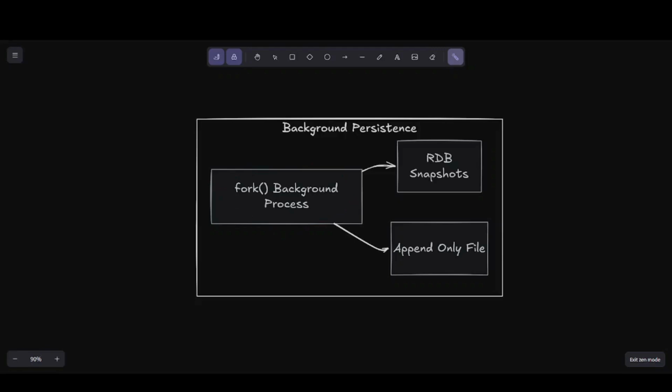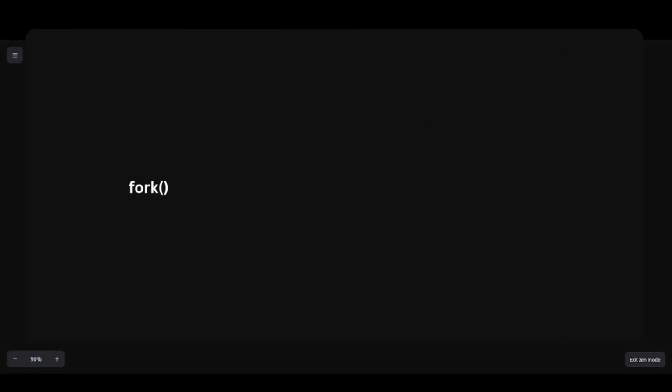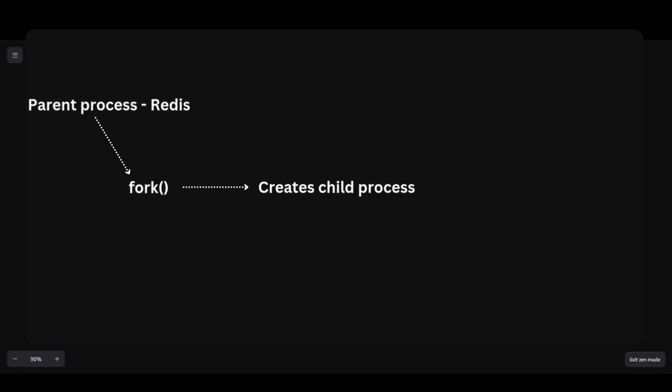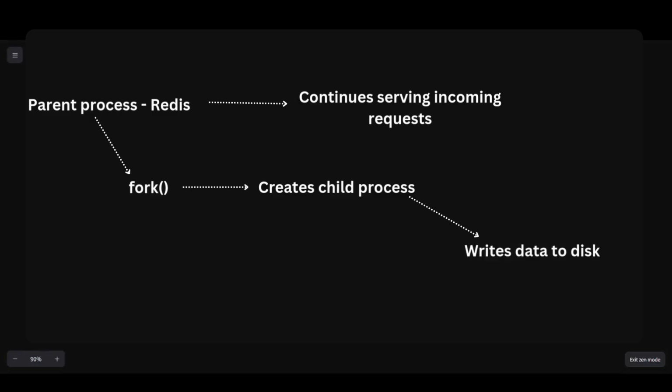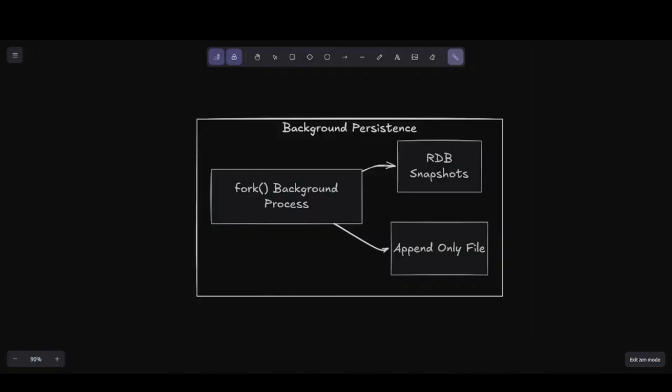Instead of blocking the main server, Redis creates a background process using the fork system call. Fork creates a child process that is an exact copy of the Redis process in memory. The main Redis server continues serving requests while the background process safely writes data to disk. This allows Redis to maintain high performance without blocking client requests.